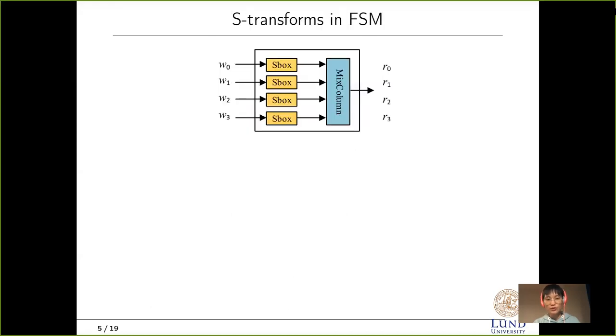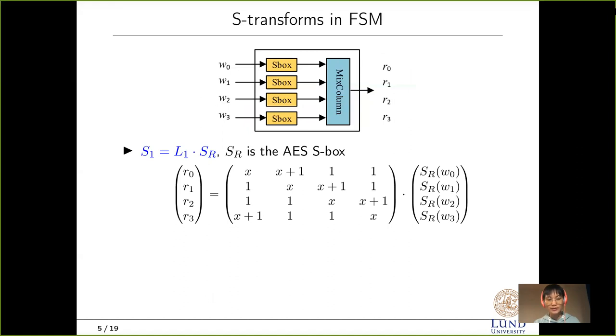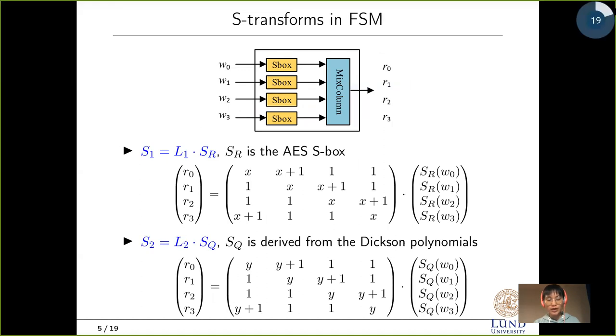The picture shows the construction of the S transforms, which are composed of four bytewise S-boxes, followed by the mixed column operation in AES. So S1 can be expressed as L1 times SR, where SR is the AES S-box, while L1 is a mixed column matrix in AES. While S2 can be expressed as L2 times SQ, here the S-box SQ is derived from the Dickson polynomials, while L2 is the mixed column matrix in AES as well.